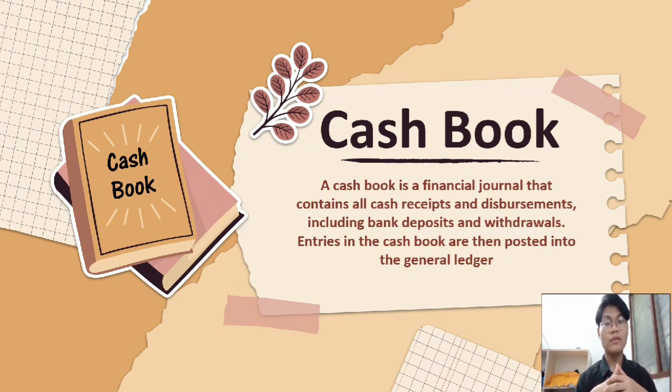So today I will continue with our presentation and I will explain more about cash book. So what is a cash book? Cash book is a financial journal that contains all cash receipts and cash disbursements, including bank deposits and withdrawals. Entries in the cash book will then be posted into the general ledger.